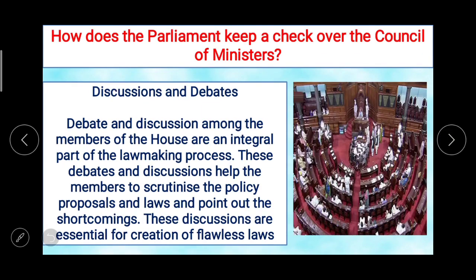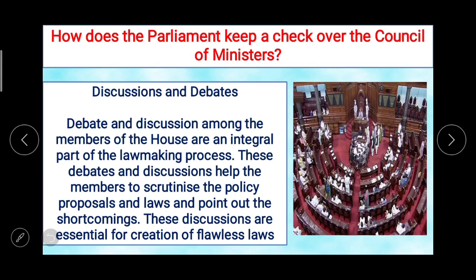I mean, this is the next one. How does the Parliament keep check over the executive, which is again a very important thing. In a parliamentary system of government, the legislature tries to keep control over the executive, that is the Council of Ministers, and the control is exercised in the law making or policy making process, implementation of policies, and even after that. And for that, 4 ways are given in our textbook.